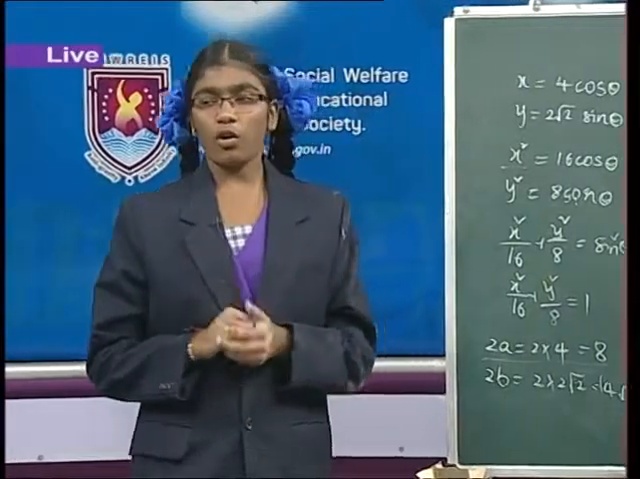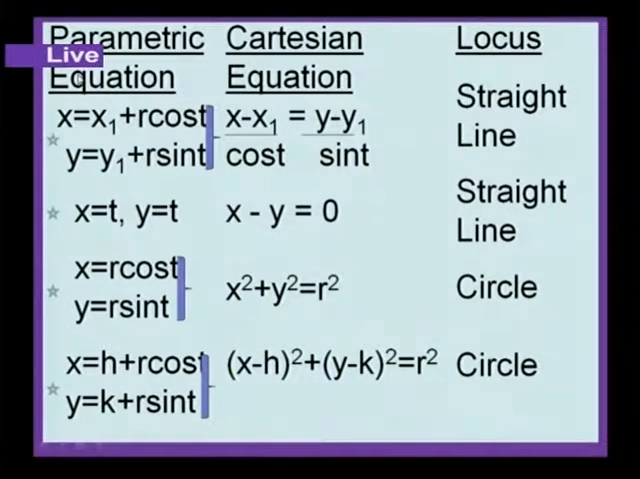Okay, friends, now we are going to recap what we have learned. Here we took the parametric equations x is equal to x1 plus r cos t, y equals y1 plus r sin t. By taking those parametric equations, we get in Cartesian form (x minus x1) by cos t equals (y minus y1) by sin t. The locus of this equation is a straight line.